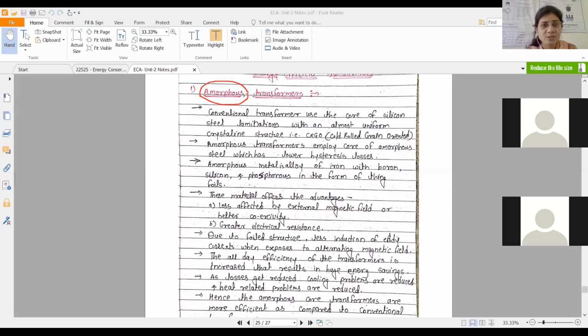So the laminations of these transformer cores are made up of amorphous material. ओके, तर हे amorphous जसं सिलिकॉन स्टील मटेरियल आहे तसं एक amorphous नावाचं एक मटेरियल असतं. So that amorphous material is used in the laminations of the transformer core. Okay, so conventional transformer is the core of silicon steel laminations with the almost uniform crystalline structure.